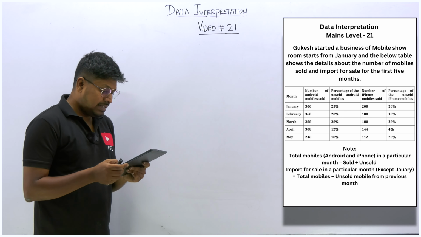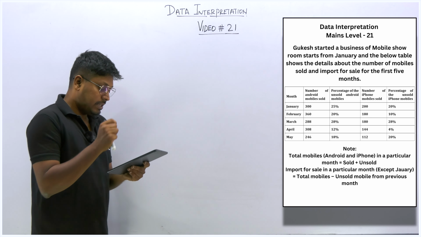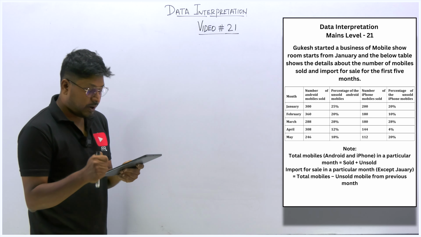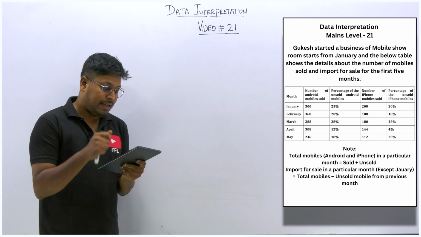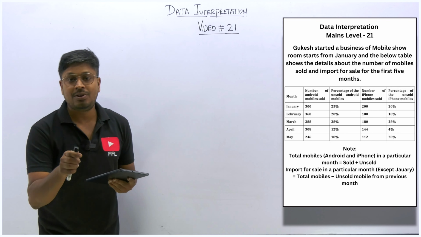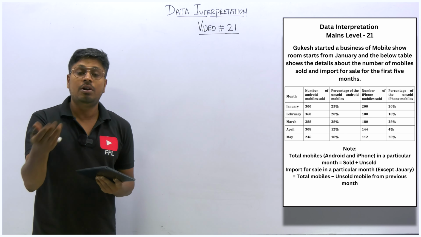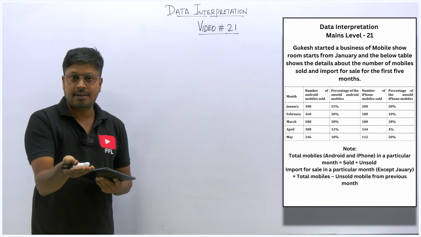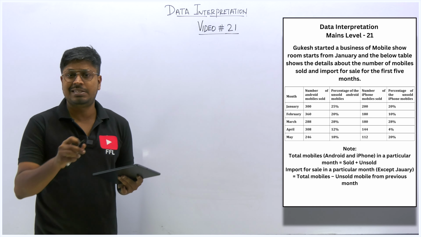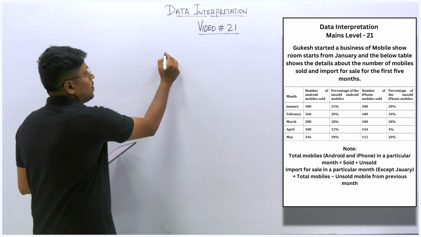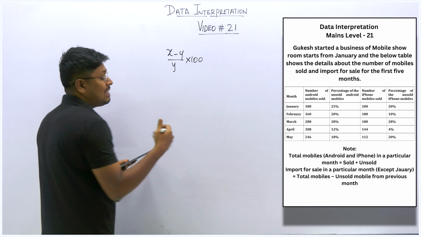So here is the first question based upon the chart. The number of unsold Android mobiles in the month of March is what percentage greater or lesser than the iPhones? See, for greater or lesser we have a formula. X is what percentage more or less, both are the same. The formula is (X minus Y) divided by Y into 100. This is the formula for X is what percentage more or less than Y.